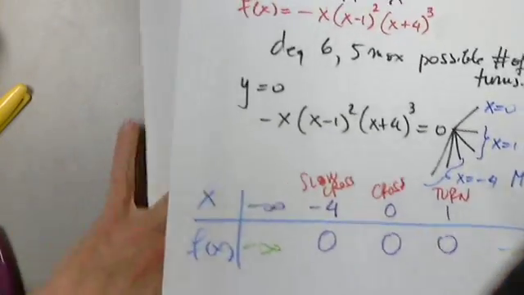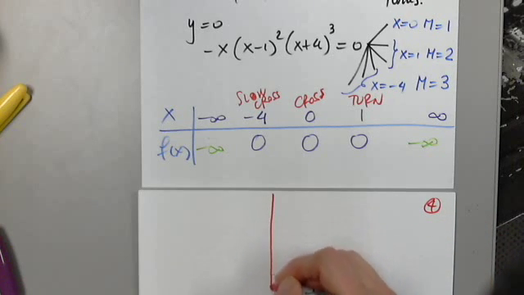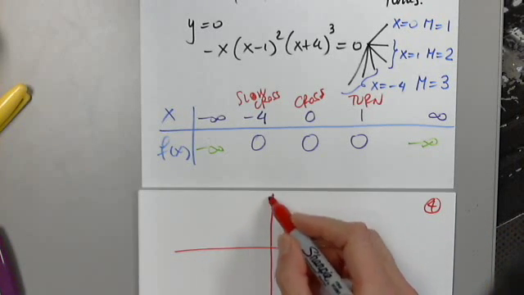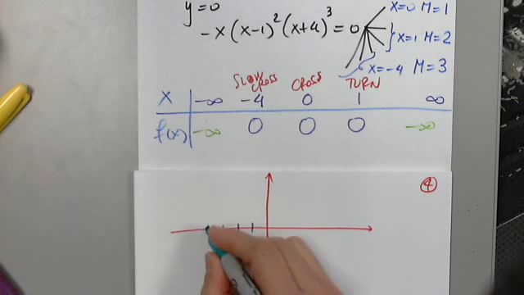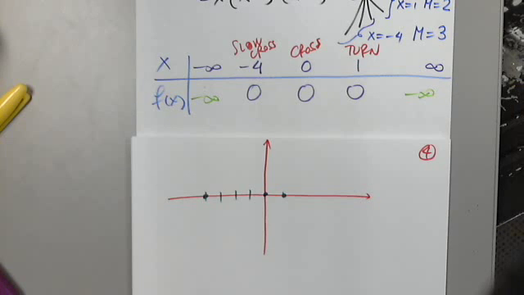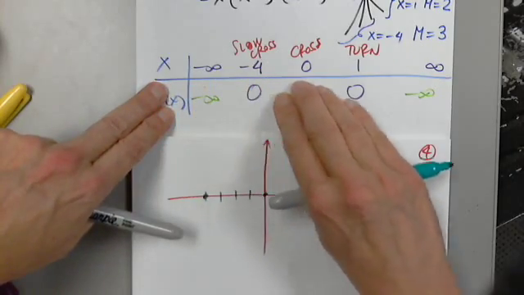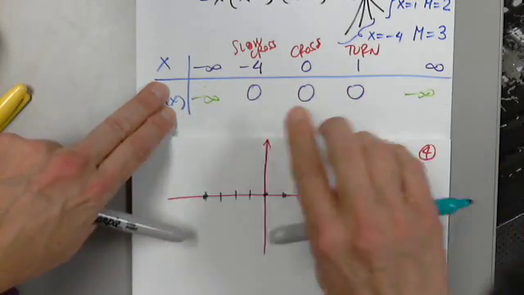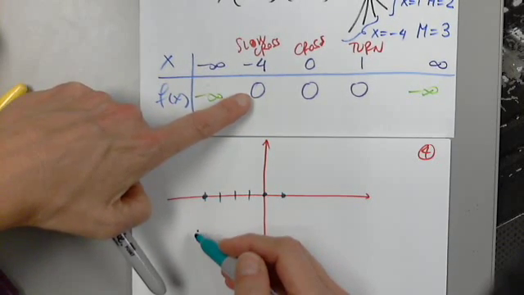So now let's try to make sense of what we have. So at negative 4, 0, 0, 0, and 1, 0. Let's look at the y values. I only care about the y values now. Starts at negative infinity. It crosses, but slowly at this point.